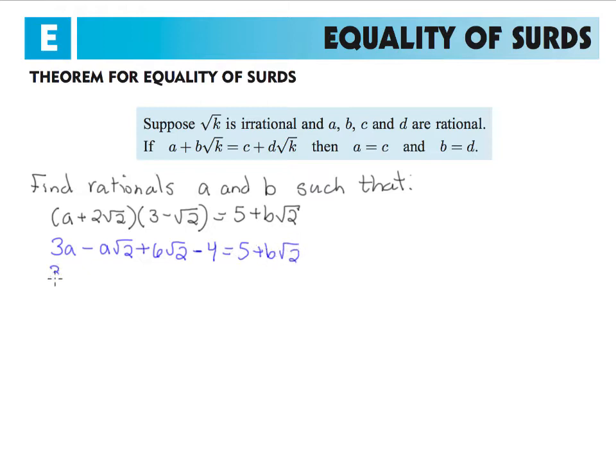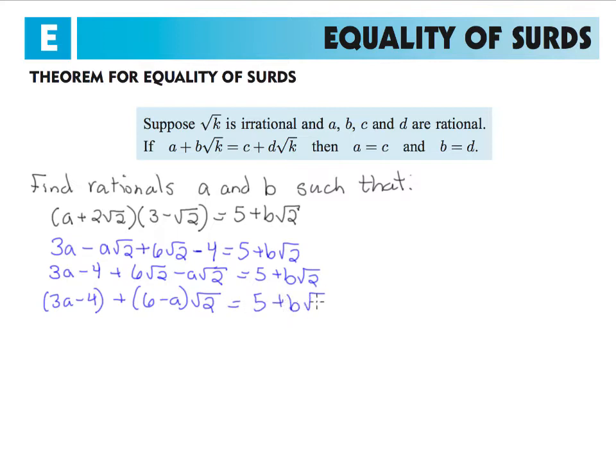Let's write our like terms together, so the terms with the square root and the terms without the square root next to each other, on the left-hand side, and we'll just leave the right-hand side alone for now. My constant term is 3a minus 4. And then the number in front of my square root, I'm going to factor out the square root of 2 from those second terms, and that's going to be 6 minus a times the square root of 2. If the square root of 2 is irrational, we can use our theorem for equality of surds. So that's what we need to state.